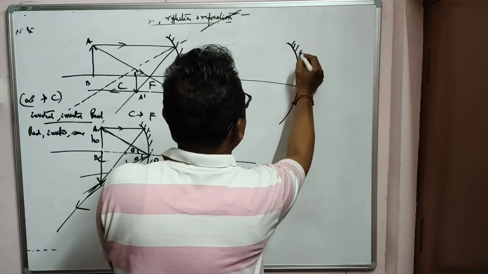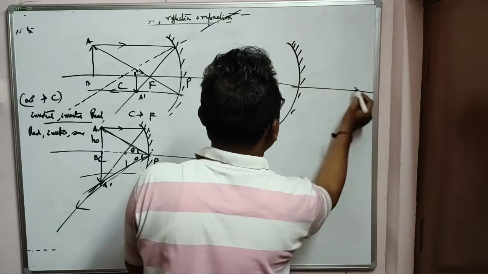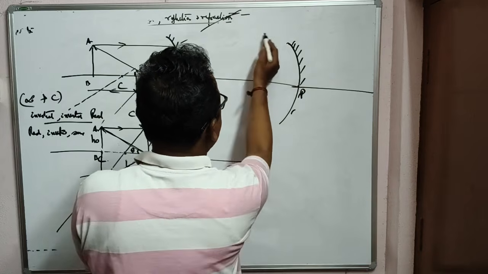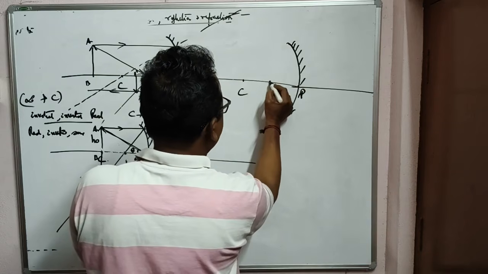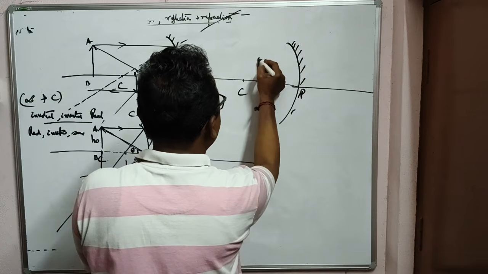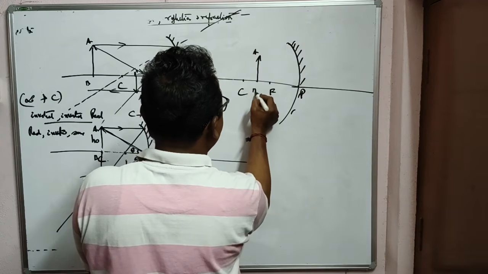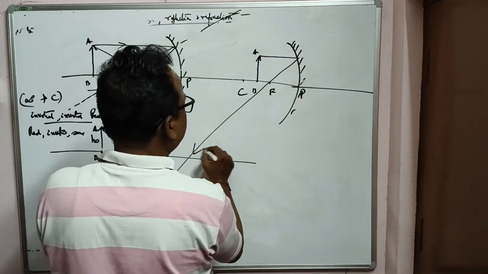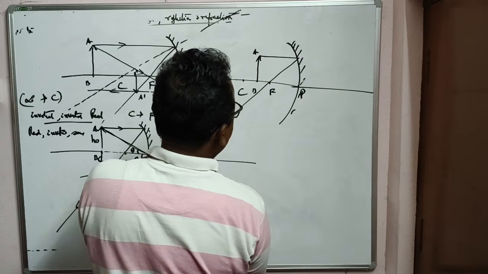Concave. These are different cases we are studying. Now you can take it between center and focus. This is center. This is focus. Now we can take the object between center and focus, AB. One light ray, parallel, going through focus. Another one.